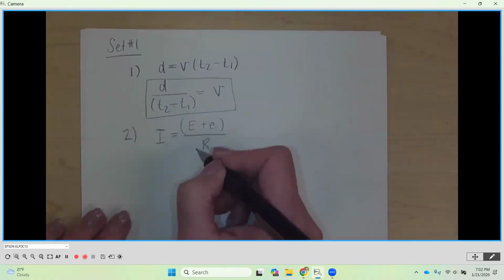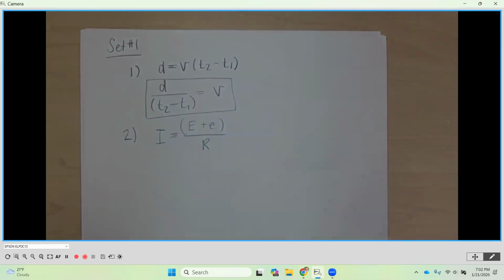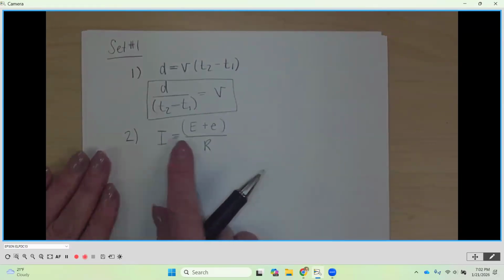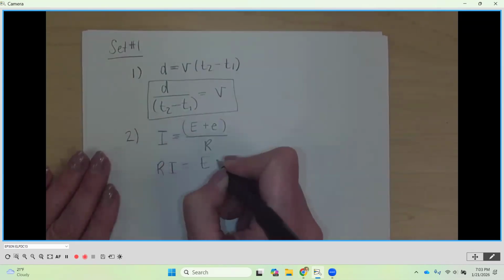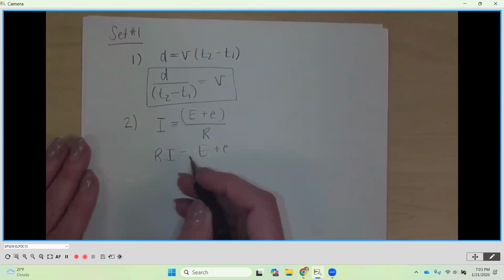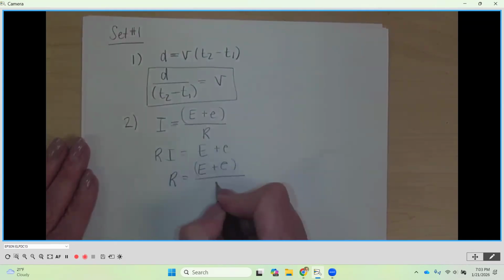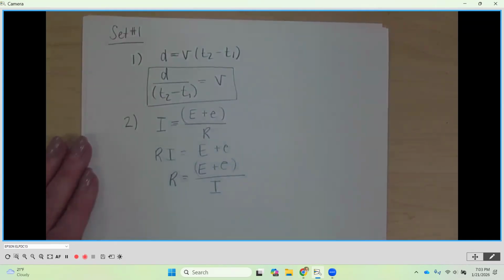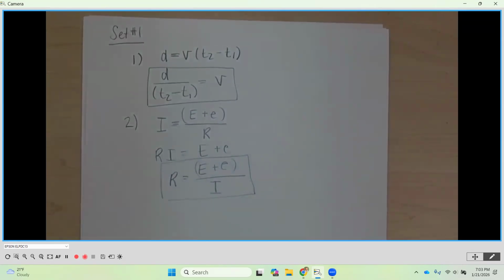And in this case, we want to solve for R. Because R is in the denominator on the right-hand side, to get it up on top so that we can solve for it, we're going to multiply both sides. So this is going to end up being R times I is equal to E plus E on the right-hand side. And then to get R by itself, we're going to divide both sides by I. So R is going to be equal to E plus E. If you want to keep that in parentheses, that's fine. And then I underneath. And then a box or a circle around our final answer.